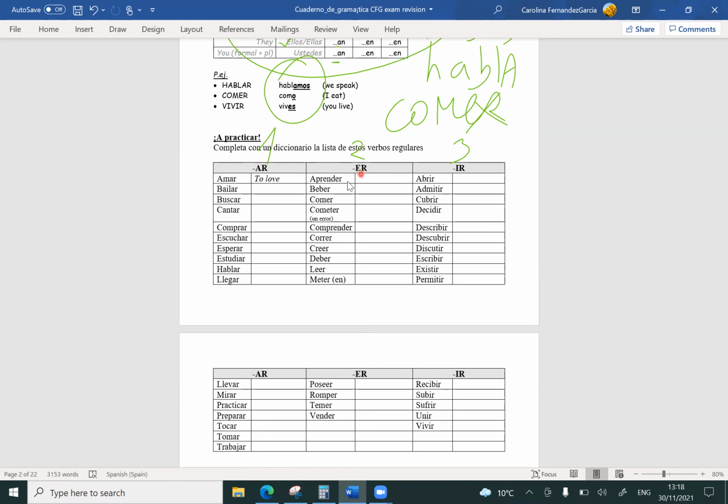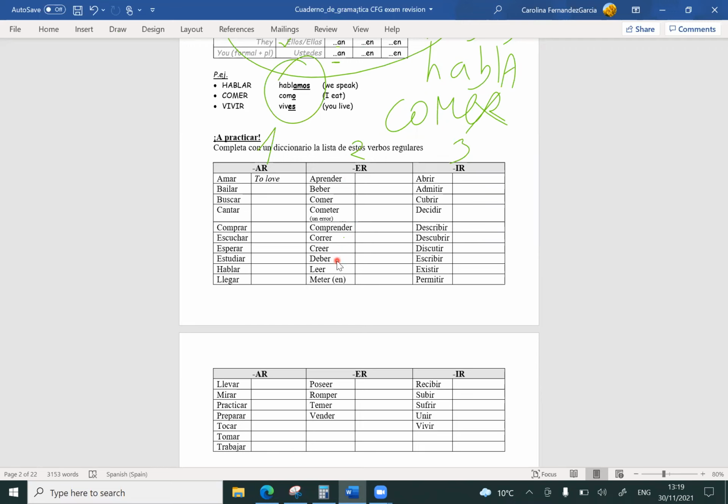Now we have the ER group. Aprender, to learn. Beber, to drink. Comer, to eat. Cometer, you can see in brackets there, un error, a mistake, to make a mistake. Or it could be in the context of cometer un crimen, to commit a crime. Everything depends on the context. Comprender, to understand. Correr, to run. Creer, to believe, to think.